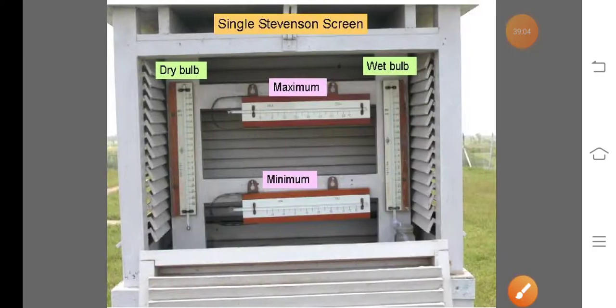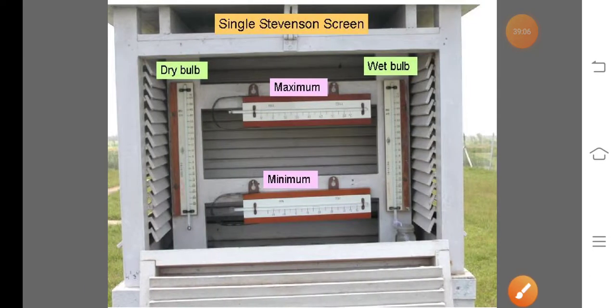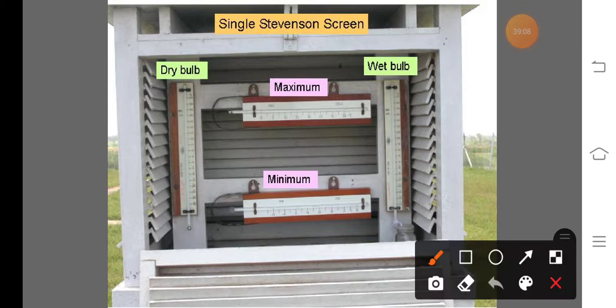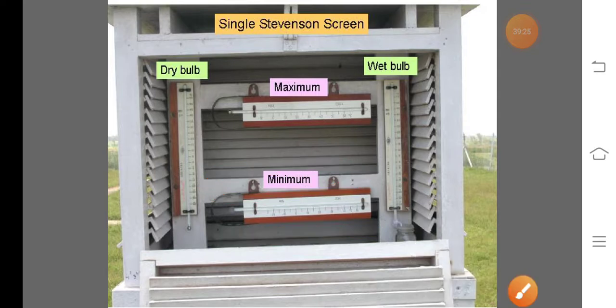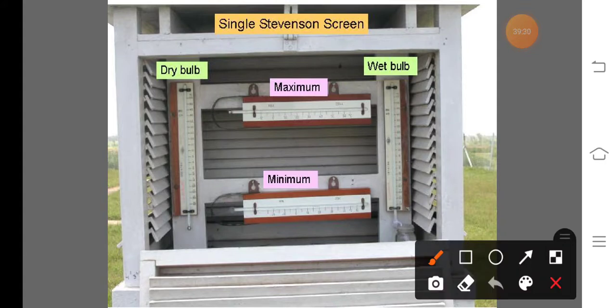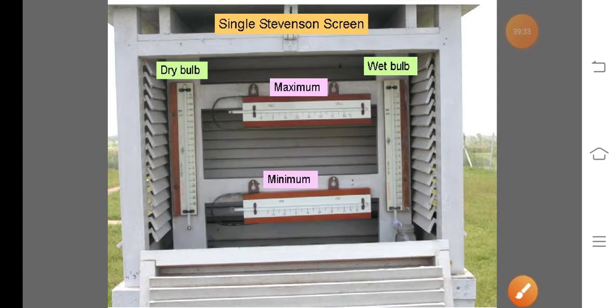Now we discuss the minimum thermometer. So the minimum thermometer is kept lower inside, horizontally in the single Stephenson's screen, and it is used to record the minimum or lowest temperature in a day in 24 hours, or since the last setting. That means from the last setting it records the minimum temperature or lowest temperature in the atmosphere.